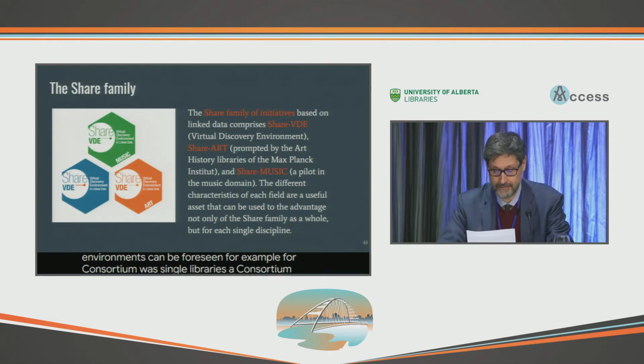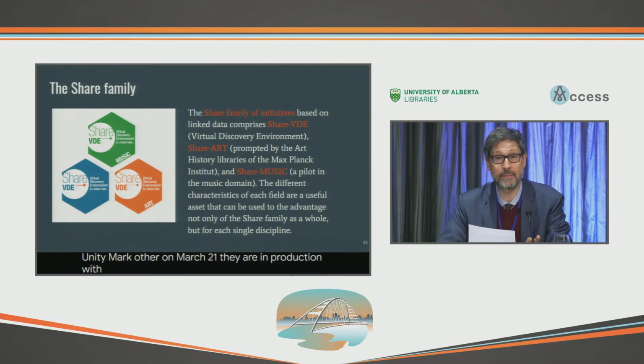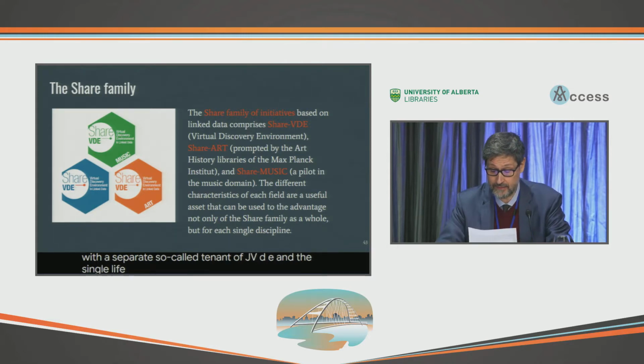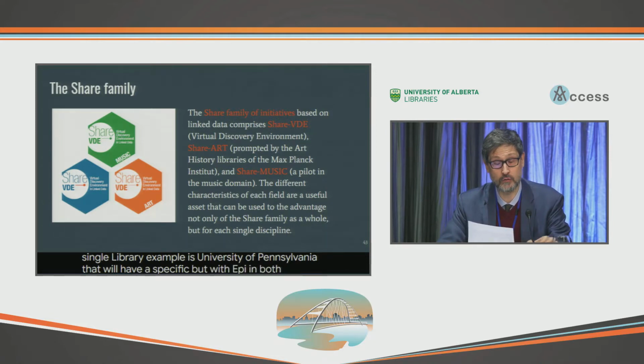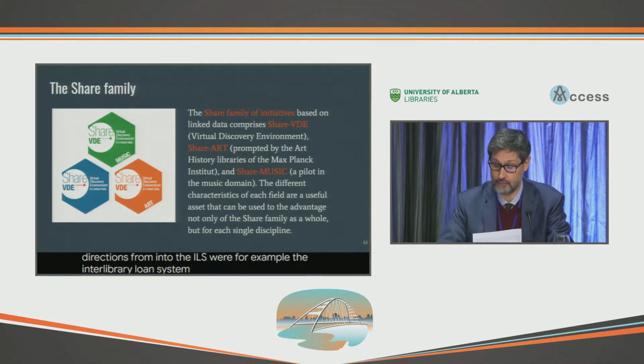A consortia example is in southern Italy, a group of 8 universities, some of them using local ILS based on Unimarc, others on MARC 21. They are in production with a separate so-called tenant of Share VDE. And a single library example is University of Pennsylvania that will have a specific skin with specific extensions. In both cases, a number of APIs in both directions from and to the ILS or, for example, the interlibrary loan systems are foreseen.